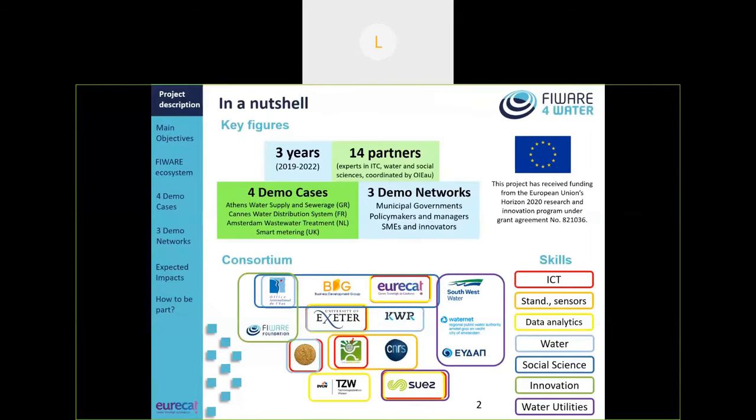The Fiware for Water project is a 3-year project. Well, we are still in the first years of execution, and the consortium is composed of 14 partners with a wide variety of skills. We can find ICT or data analytics experts, water utilities, or partners focused on standardization, IoT, artificial intelligence, big data, social science, or of course, water domain experts.